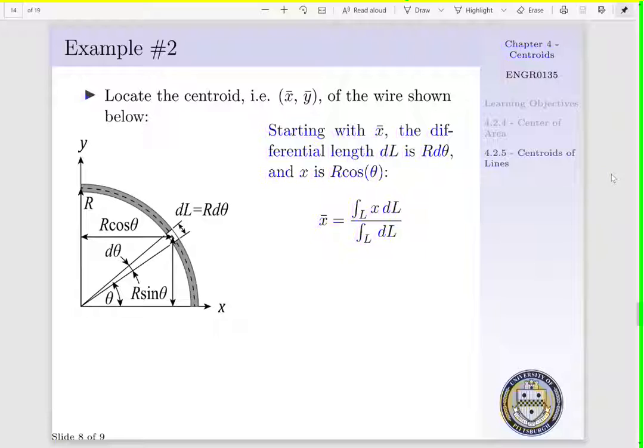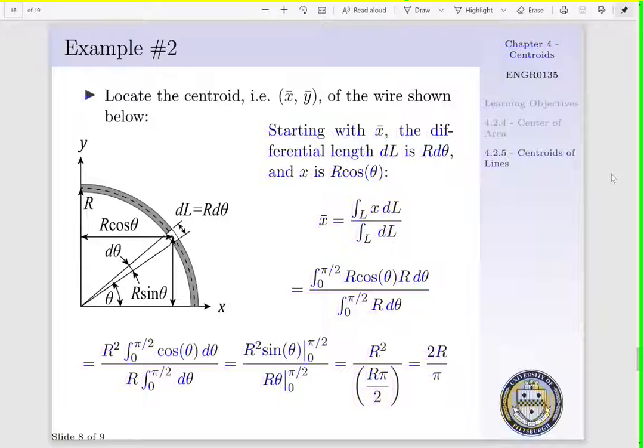Thus, x bar is equal to the integral with respect to L of x dl per the integral of dl. Now, once we make these substitutions, we have the integral from 0 to pi over 2 of r cosine theta, r d theta, per the integral going from 0 to pi per 2 of r d theta. R is constant, we'll remove that from our integrand. Thus we have r squared times the integral from 0 to pi over 2 of cosine theta d theta per r times the integral going from 0 to pi over 2 of d theta. Now our denominator is quite easy. We have r times theta, where theta is evaluated between 0 and pi over 2. Within our numerator, we have r squared times sine theta, evaluated between 0 and pi over 2. Thus, we are left with r squared per r pi per 2, which gives us 2r per pi.